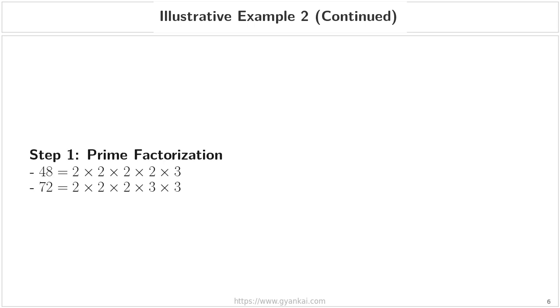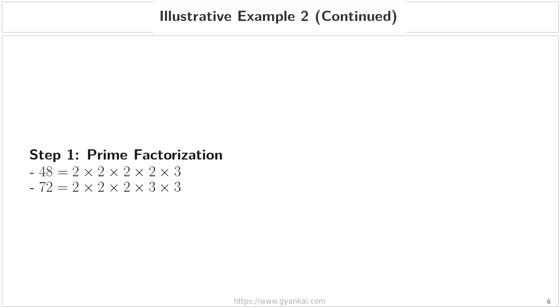First, we begin with step 1, prime factorization. We need to break down both 48 and 72 into their most basic building blocks, which are prime numbers. For 48, we can see it is composed of 2, multiplied by 2, multiplied by 2, multiplied by 2, and finally multiplied by 3. For 72, the breakdown is 2, multiplied by 2, multiplied by 2, multiplied by 3, and another 3.